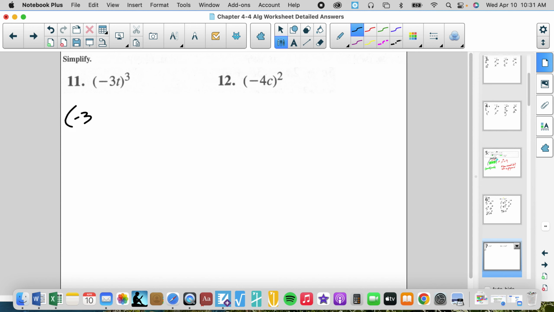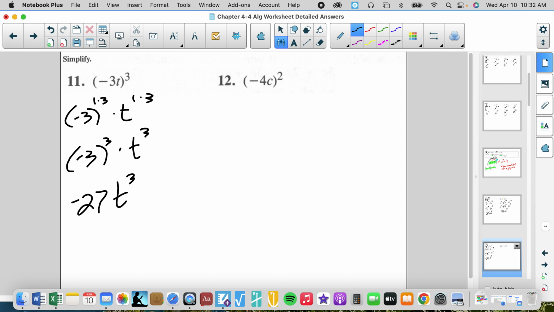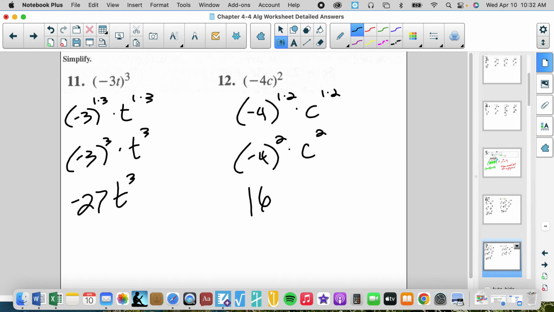So this is the quantity negative 3 to the 1 times 3, t to the 1 times 3, negative 3 to the third, t to the third. Negative 3 to the third is negative 27 t to the third. We have negative 4 to the 1 times 2, c to the 1 times 2, quantity of negative 4 to the second, c to the second. This provides 16c squared.